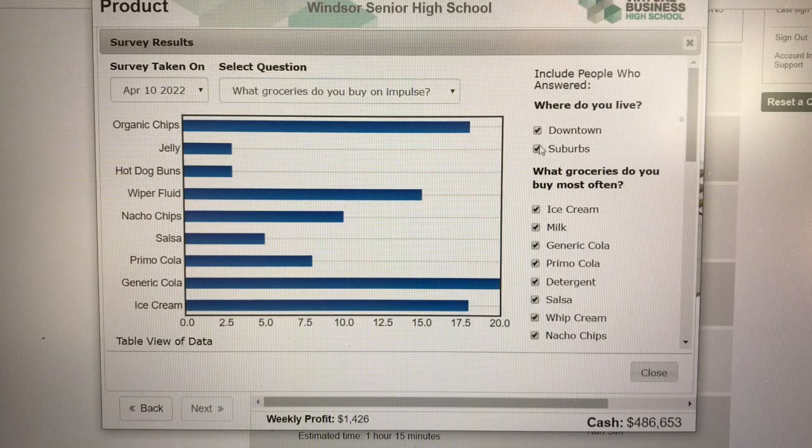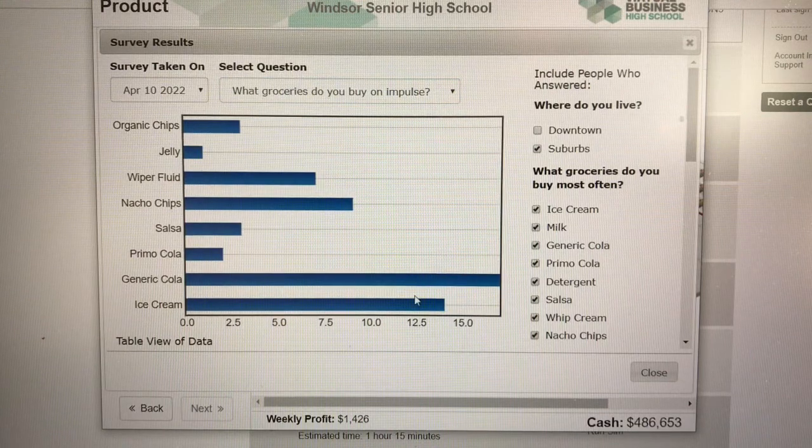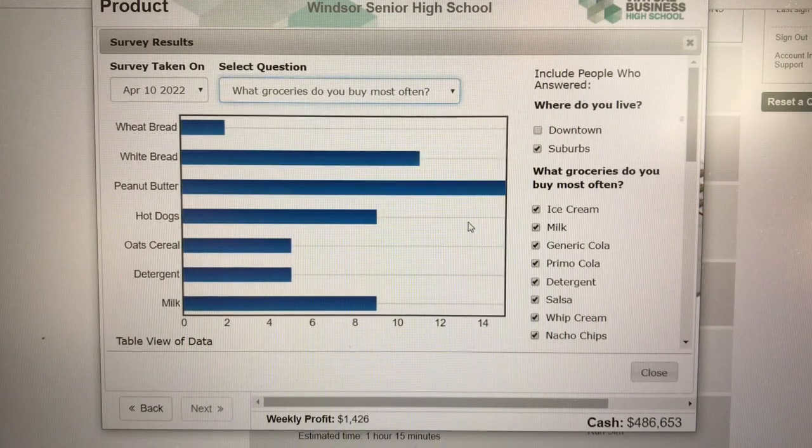In the suburbs, what do they like more? They like the nacho chips more than they like the organic chips. And they really like the generic cola in the suburbs as far as that goes. So once we've surveyed some of the products they like, generic cola, that's impulse buys. Let's go most often. So the suburbs like peanut butter, white bread, milk, and hot dogs.